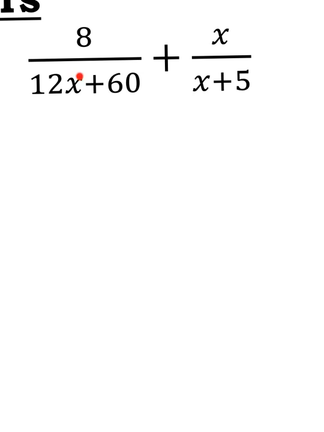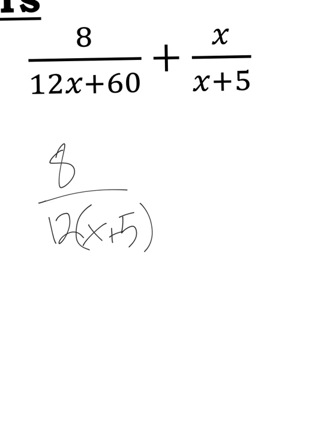Is there anything I can factor with this fraction? Is there anything in common? In other words, is there anything in common between 12 and 60? Yes, there is. 60 is divisible by 12. So 60 divided by 12 is 5, right? So I'm going to factor out a 12. So I have 8 over 12, and then I'm basically just dividing each term by 12. So 12x divided by 12 is x, and 60 divided by 12 is 5. And so this fraction is now kind of simplified, like I factored out the denominator.